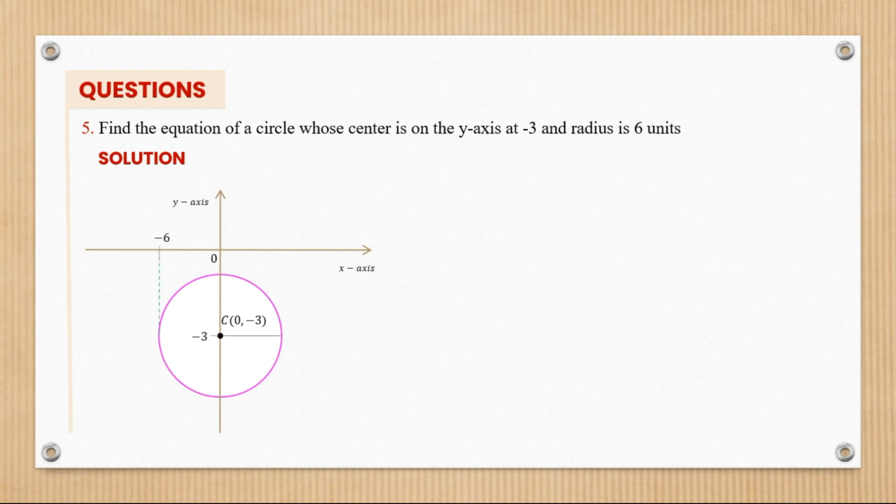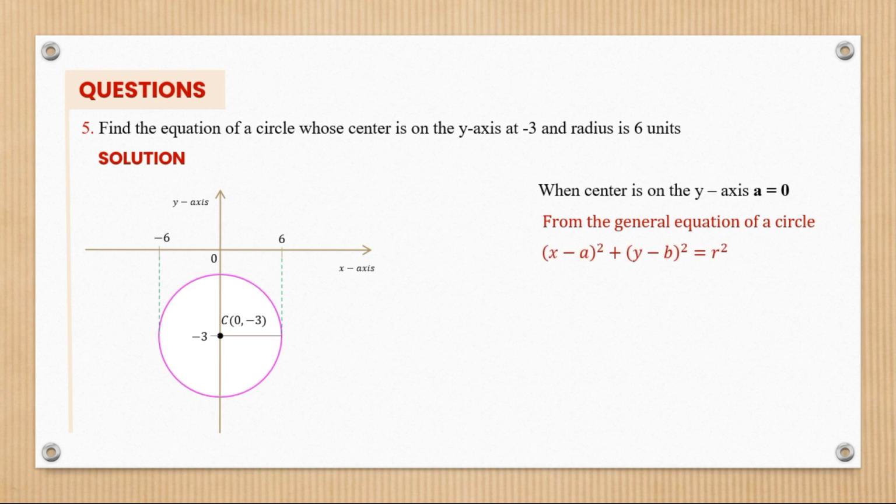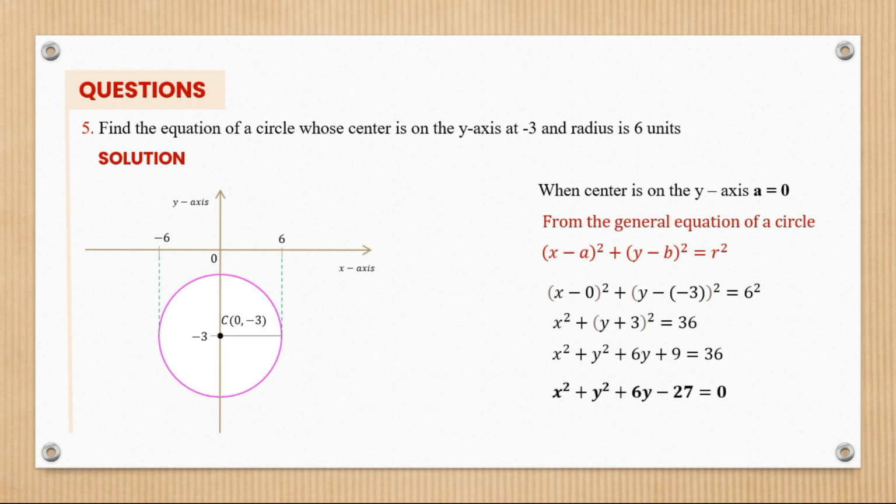So that means that up here we shall have this as -6, and we shall also have this part here as +6. So now we can see that when the center is on the y-axis, a is 0. So that means that now we know the value of a. So you can use the general equation of a circle to find the equation of this circle. So plug in the values and I'll have it as x squared plus y squared plus 6y plus 9 is equal to 36, which will eventually give me x squared plus y squared plus 6y minus 27 is equal to 0, and that is the answer.